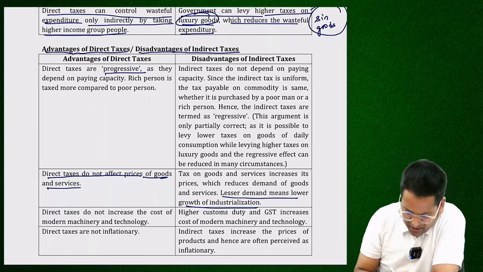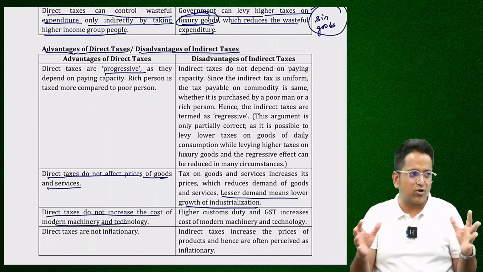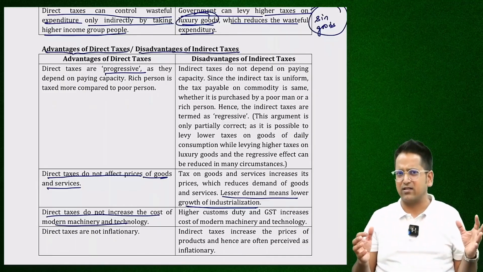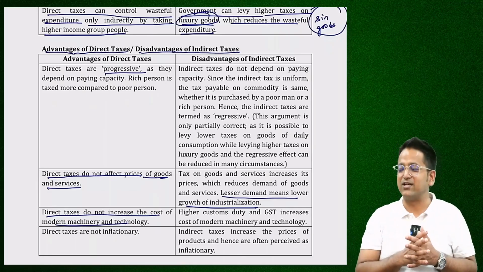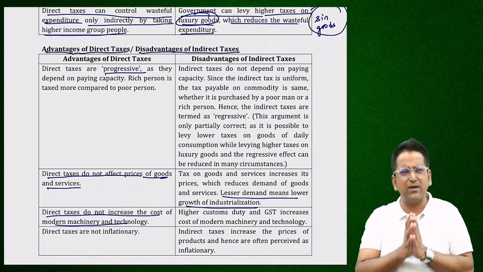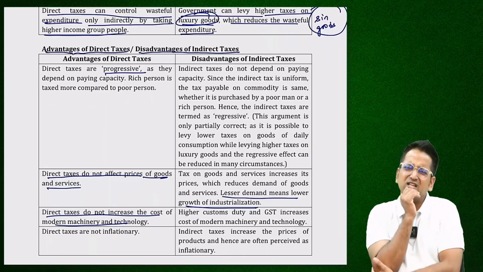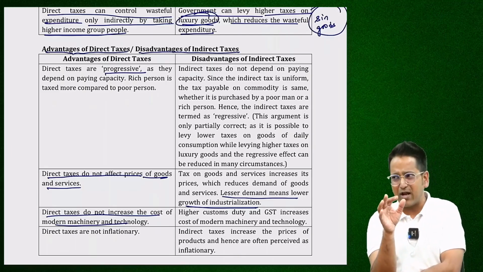Direct taxes do not increase the cost of modern machinery and technology. They do not impact the prices of any modern machinery or technology that we are buying. That would be impacted by indirect tax, as goods and services are also goods. Machinery is also a good. So in some cases, if there is a high tax on machinery, we find things expensive and might decide to stick with our old machines. Using outdated equipment leads to a decline in production. Using the new machine would lead to higher production levels.